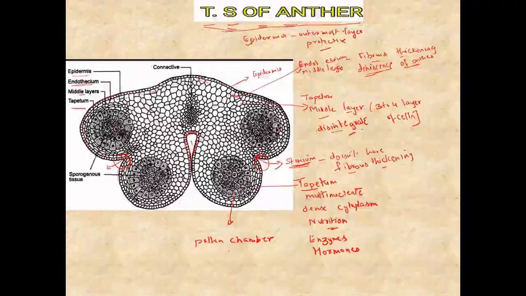So this innermost region, the central cavity of the anther lobe, is the pollen chamber. It is here that microsporogenesis takes place. It is the site, the region where the mechanism of microsporogenesis takes place. So how does this process of microspore mother cells undergo microsporogenesis? Let's move on to see how that process takes place.